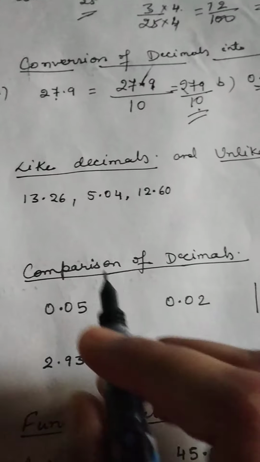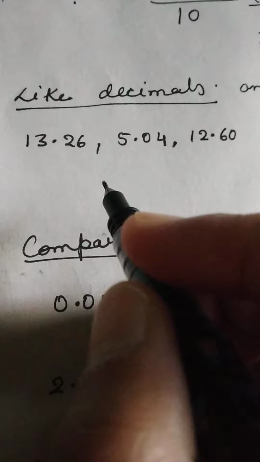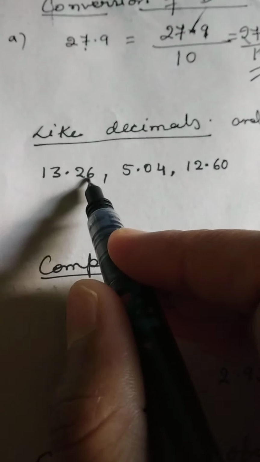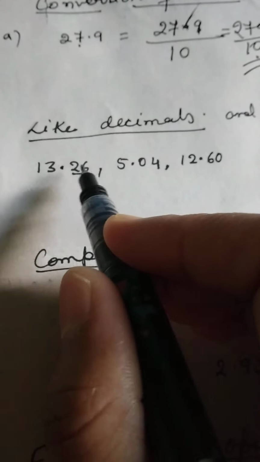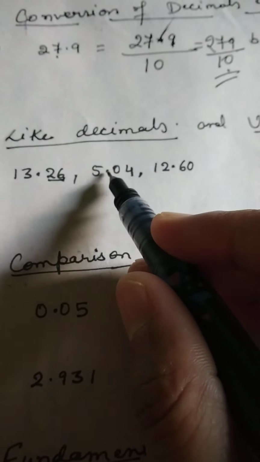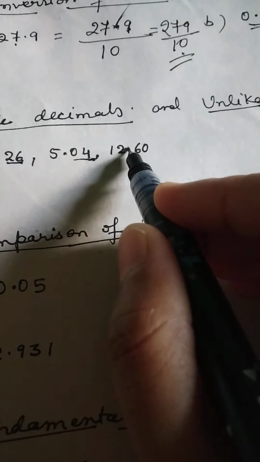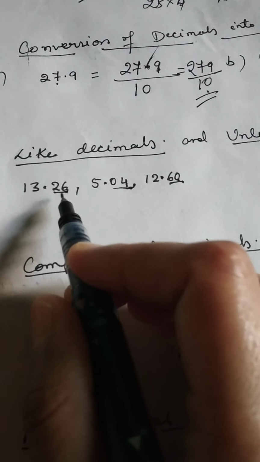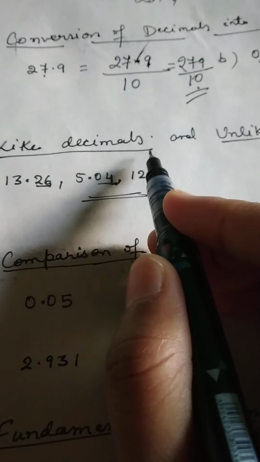Now there is another topic, like decimals and unlike decimals. It is very easy. Let us understand it properly. What are called like decimals? The decimal numbers which have the same number of decimal places. Means after decimal, how many digits are there? 1, 2. Here after decimal, how many digits are there? 1, 2. Here after decimal, how many digits? 1, 2. So after decimal, the number of digits is the same. So they are called like decimals.